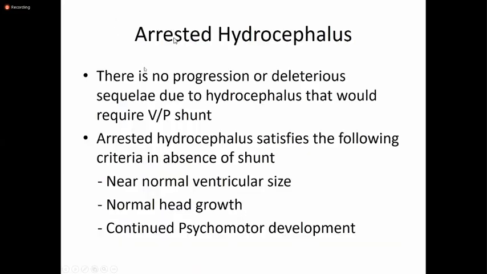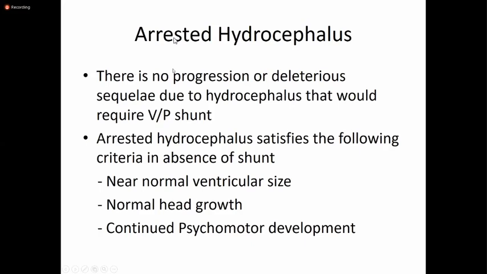Another type of hydrocephalus is arrested hydrocephalus. In this kind of hydrocephalus, there is no progression or deleterious sequelae. For example, some patient had dilated ventricles, a VP shunt was placed, and now the VP shunt is blocked. If you do the CT scan, the ventricles will be dilated, but the patient will have no clinical signs and symptoms of raised intracranial pressure.